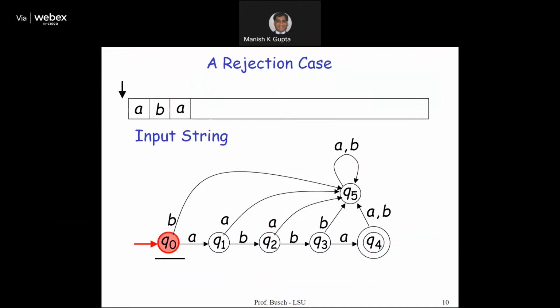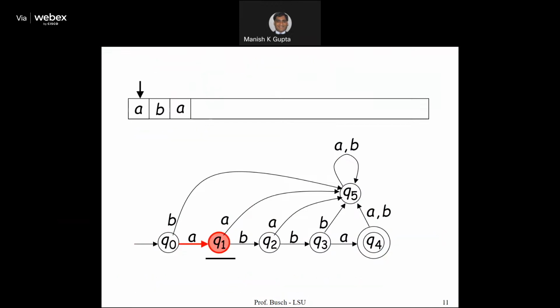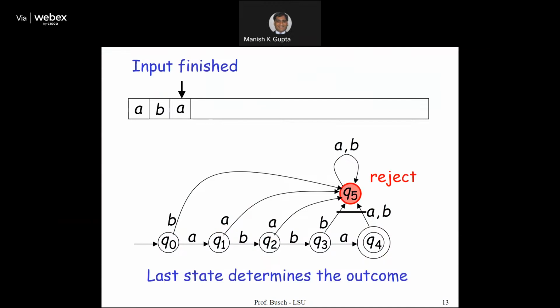Rejection case, A, B, A. You start with A, move to Q1, read B, move to Q2, again read A, go to Q5. Input is finished and you are not in the final state, so you reject it. Okay. Any question at this point?